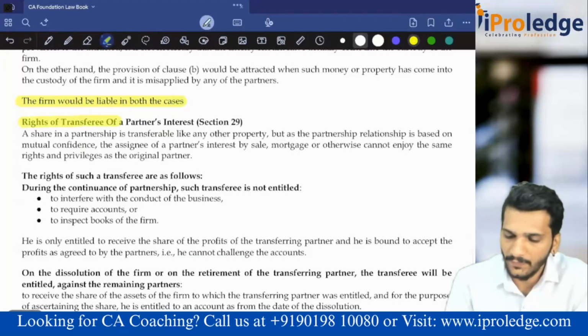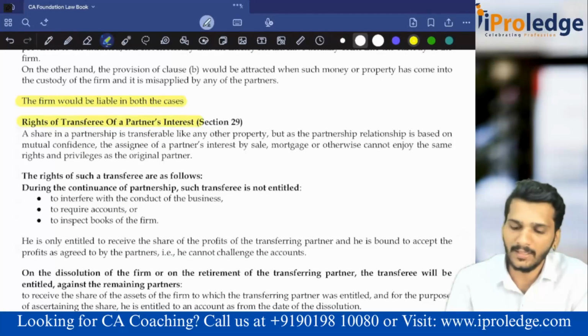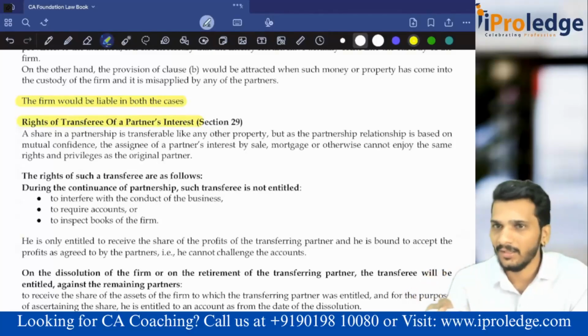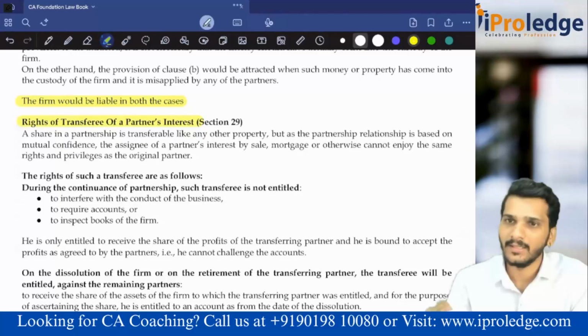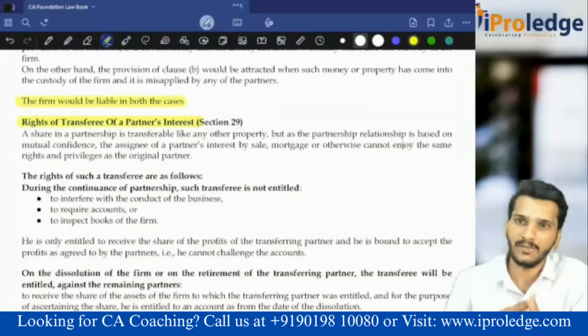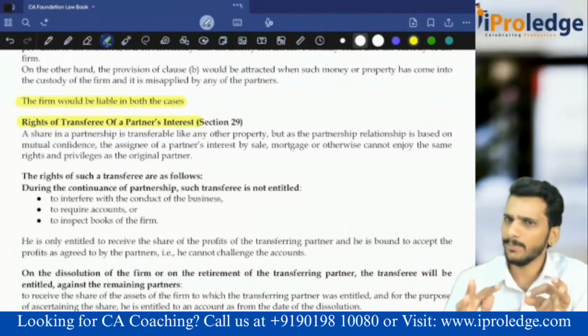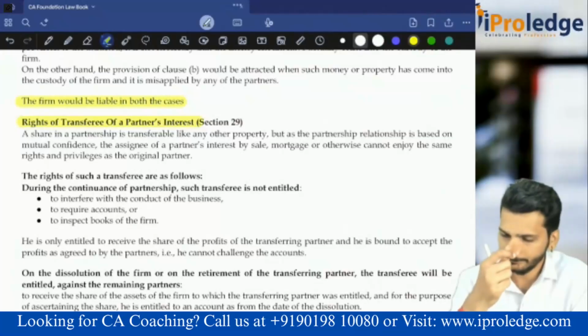Rights of a transferee of a partner's interest. That means whenever the partner transfers his right to some other party, then he has all the rights except what? He cannot question the accounts. He cannot raise any concerns. He is entitled to receive only the profits, nothing else.